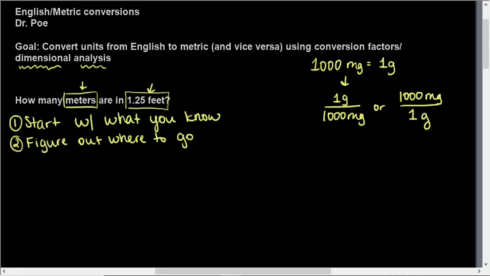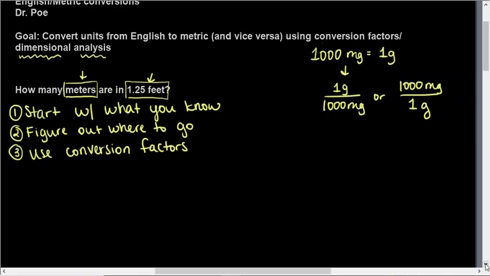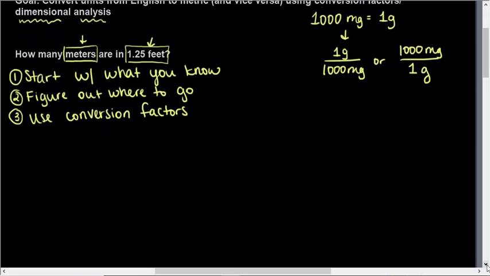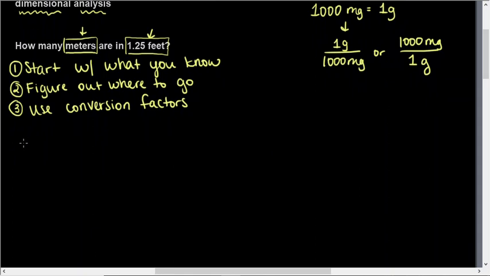And the way that we're going to tackle this, third step, is use conversion factors. When you're starting out, you will probably need to look these up online. After you've used them for a while, it sticks in your mind a little bit better. The more you use something, the better you understand it, of course. Okay, so we're going to start with what we know and write that on top: 1.25 feet.